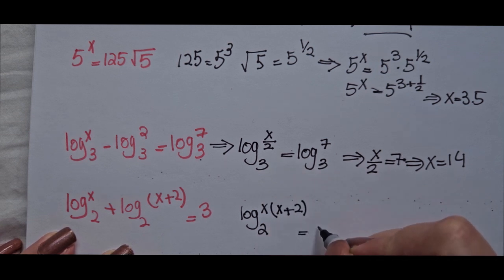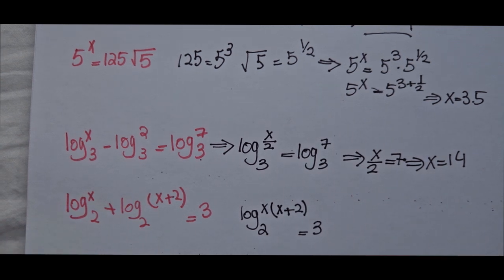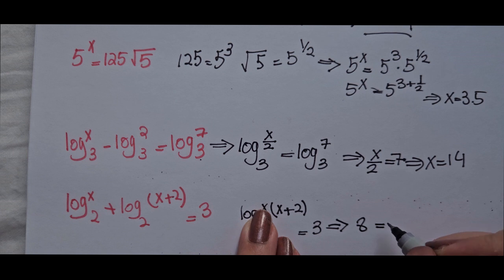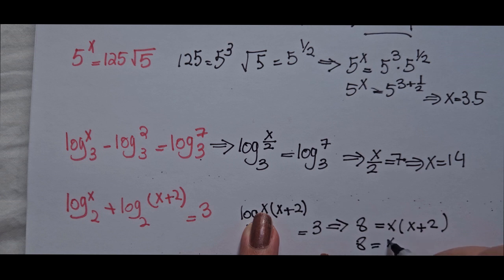And then to this side you have 3. So you cannot solve this logarithm. You have to change it into exponent form and then go from there. So if I want to change it to the exponent form, that would be 8 is equal to x multiplied by x plus 2, or 8 is equal to x² plus 2x.